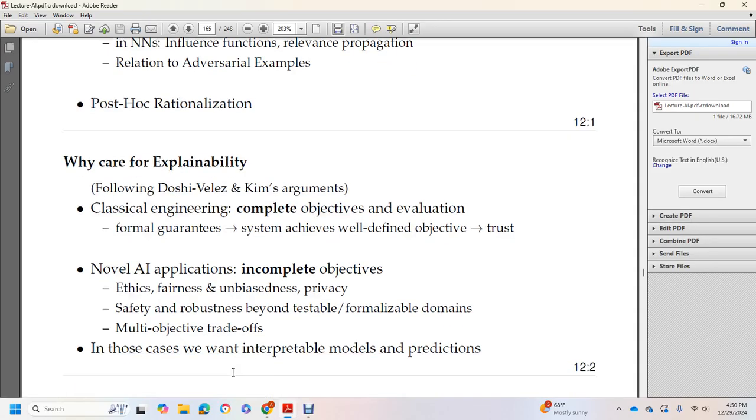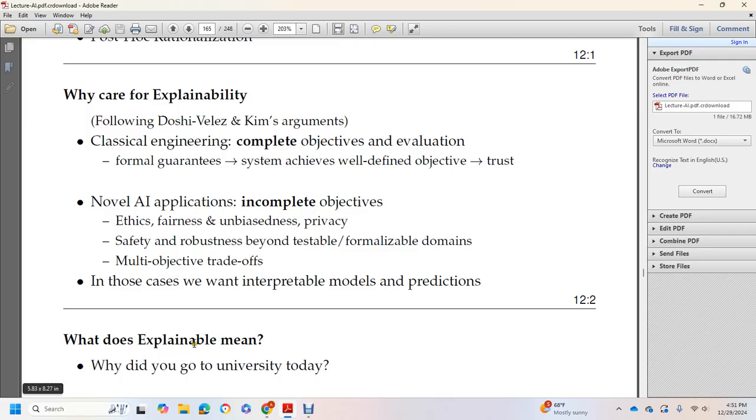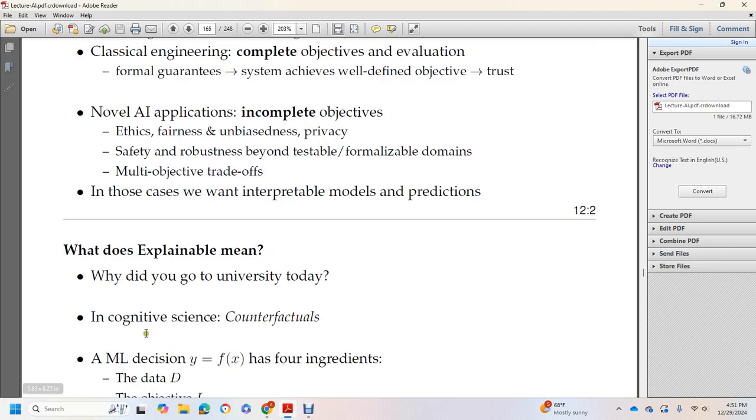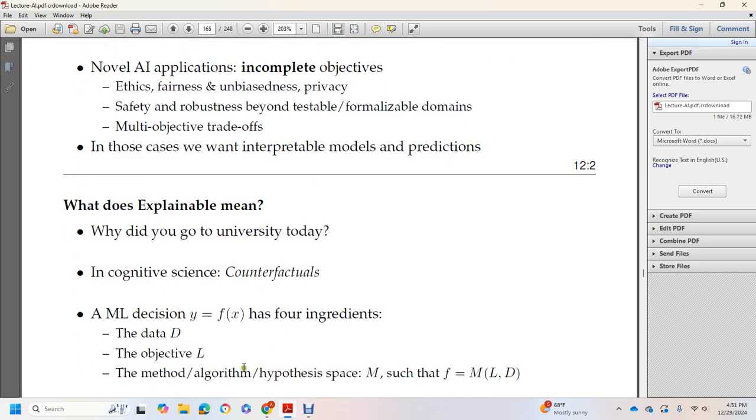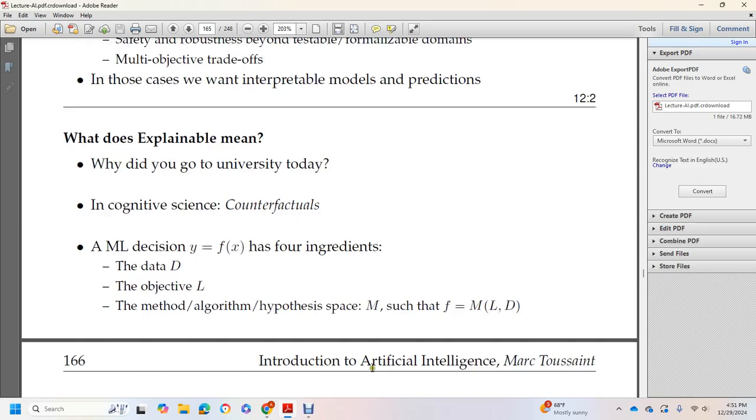In those cases, we want interpretable models and predictions. What does explainable mean? Why would you go to university today? In cognitive science, counterfactuals for machine learning decisions have four ingredients: data, objective, method, algorithm, and hypothesis space M, such as a function of the method, algorithm, hypothesis space, times the objective within the data.